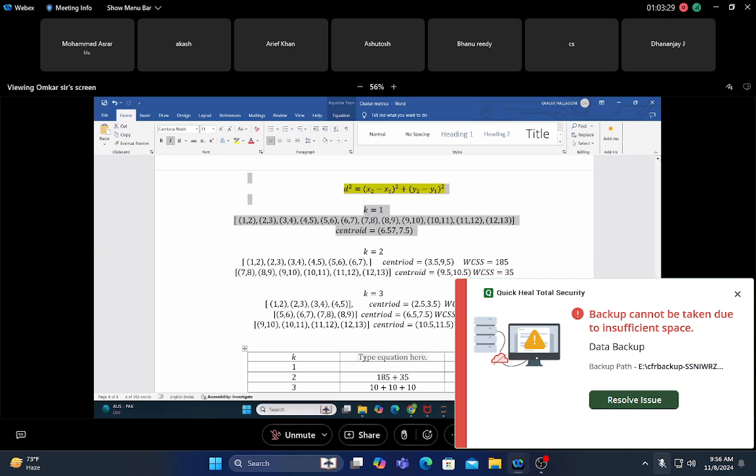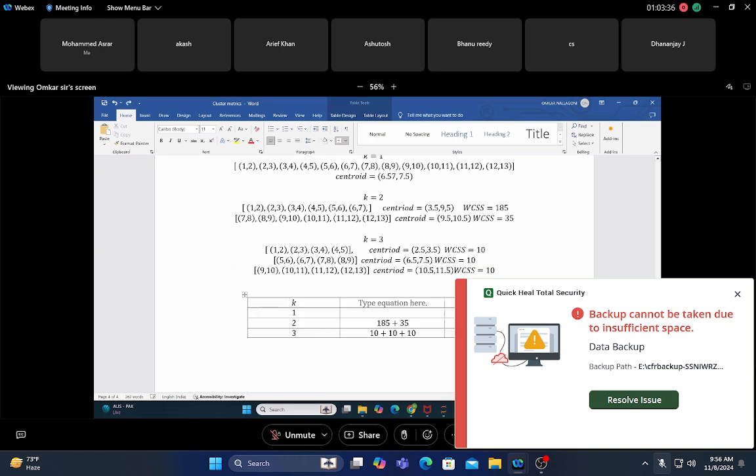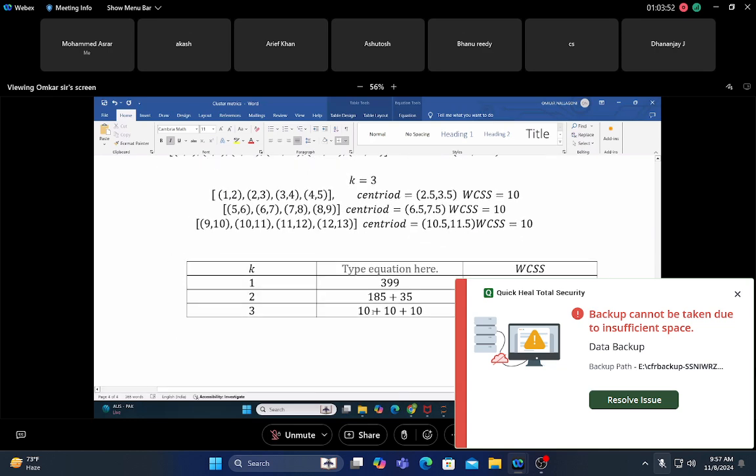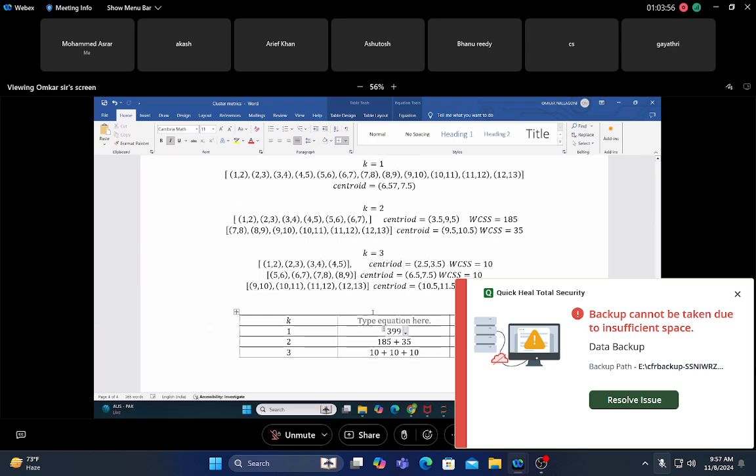399. All distances. You have two clusters. If you take only one cluster, that's called 399. Look at the board now. Now quickly note down this. K is equal to 1, K is equal to 2, K is equal to 3. Note down and write the table.